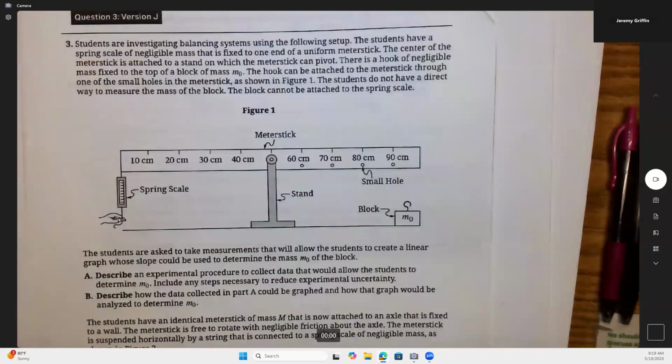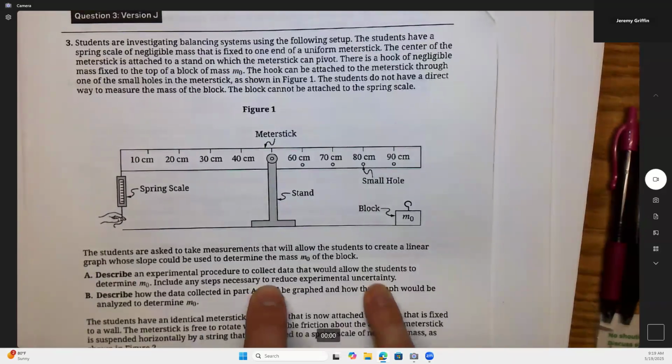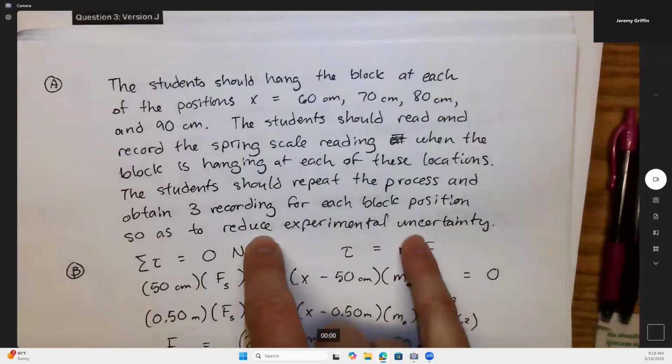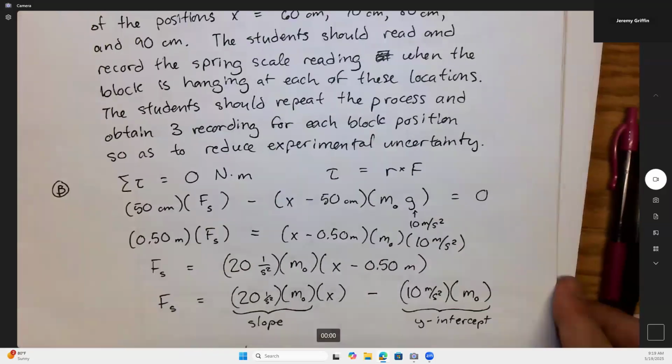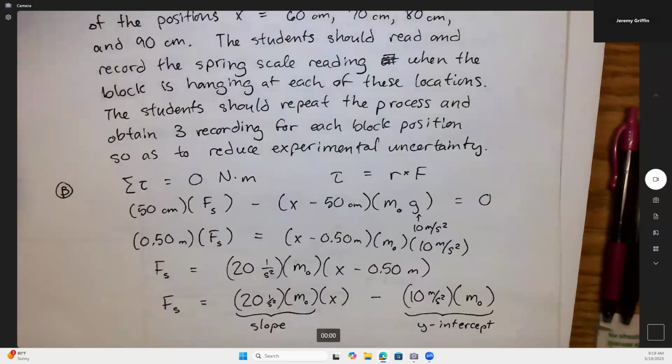experimental uncertainty. Did they say that down here? Oh, there it is. Reduce experimental uncertainty. They always give you that hint, right? So you had to mention like take 3 readings or something silly, right? Or maybe you had 3 different students look at it or whatever. So then how could you use it?